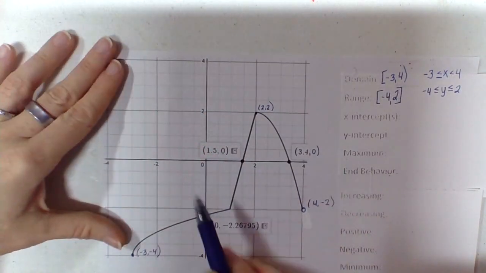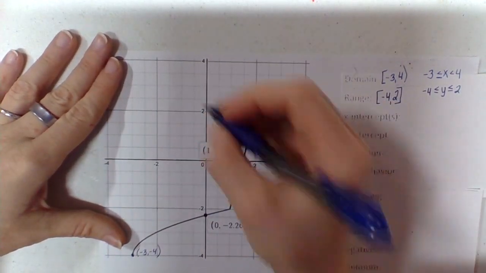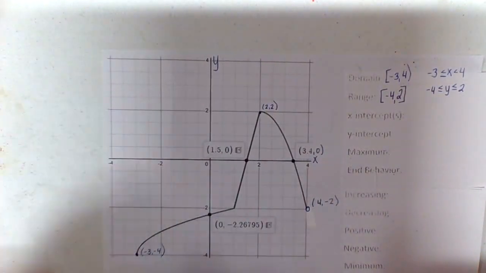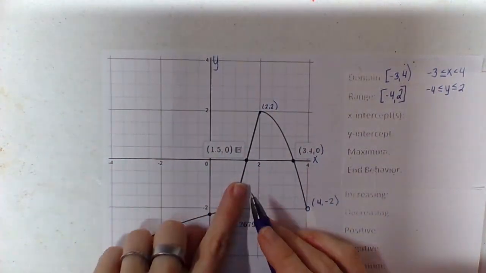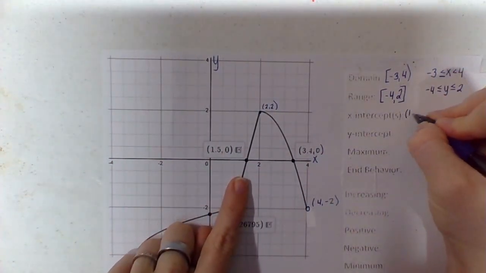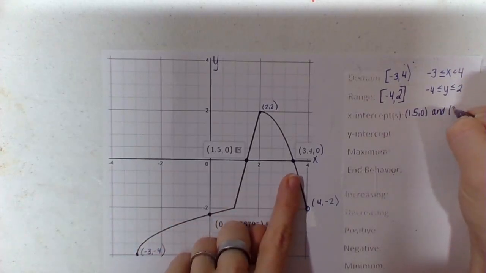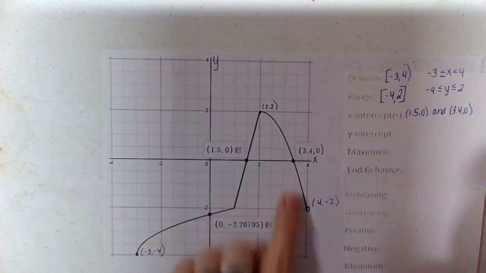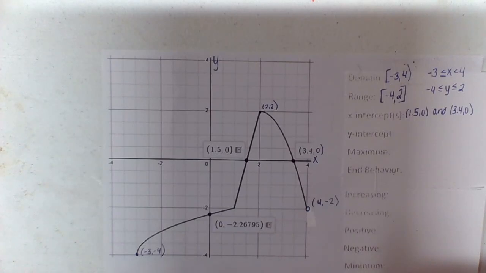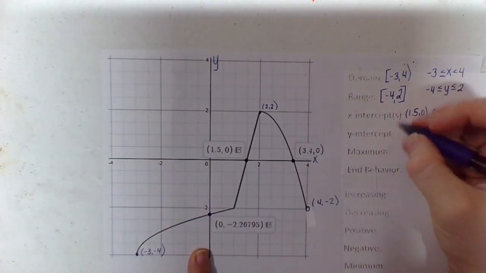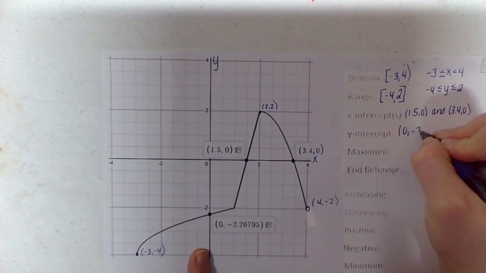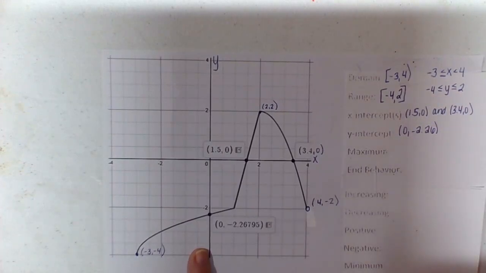My x-intercepts were where I crossed the x-axis. I have 2 this time. I have 1.50 and 3.40. We have one y-intercept where we cross the y-axis, 0, negative 2.26. I'm not going to write the whole thing out.